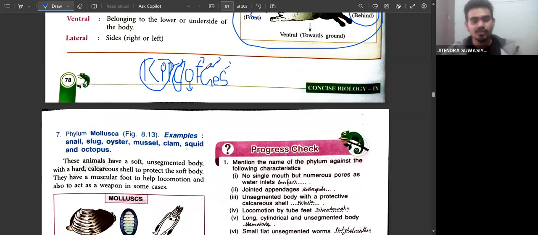So if you get confused about which will come in the kingdom, which afterwards, which will come in phylum, you can remember this trick, kif, kof, yes. So kingdom, phylum, class, order, family, genus, species. So this is the hierarchy.